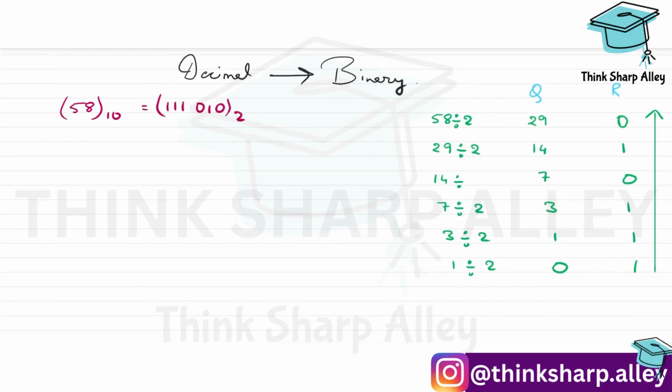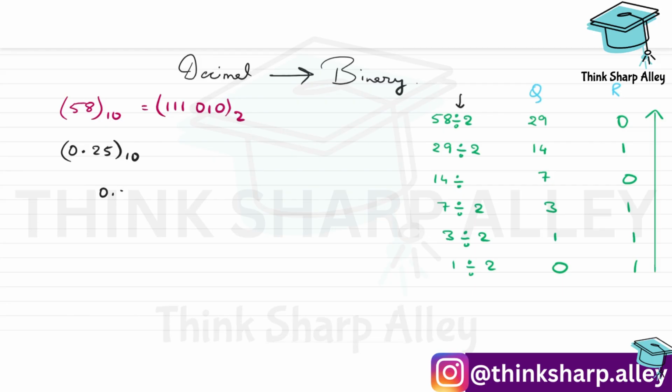Now let's see how to convert a decimal fraction into a binary fraction. That means instead of 58, a simple integer, if we have 0.25, how do I convert this into a binary fraction? The idea is very simple. Instead of dividing by 2 like we did for integers, we multiply by 2. So we multiply the decimal fraction by 2 and note the digit to the left of the binary point.